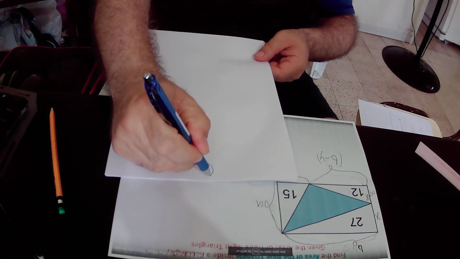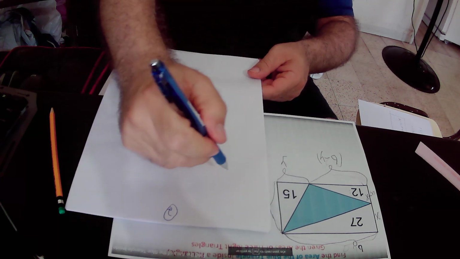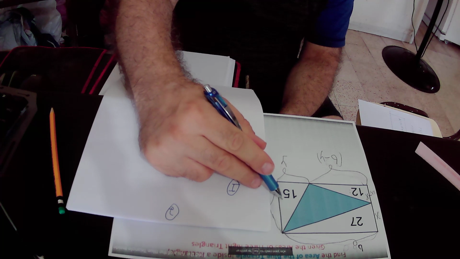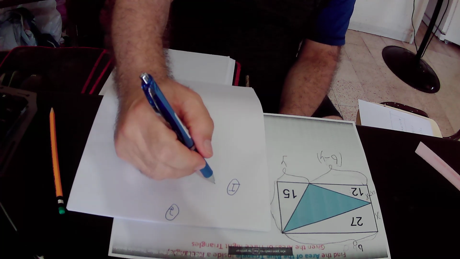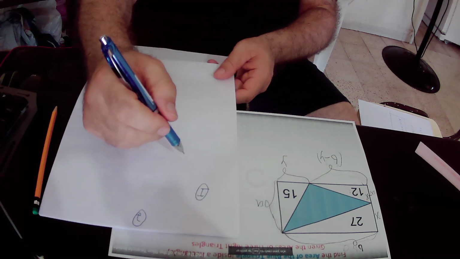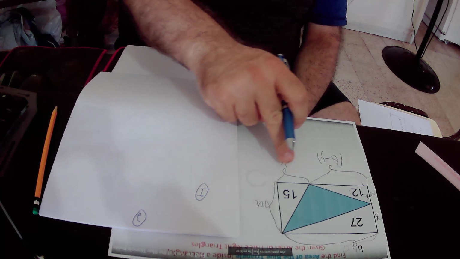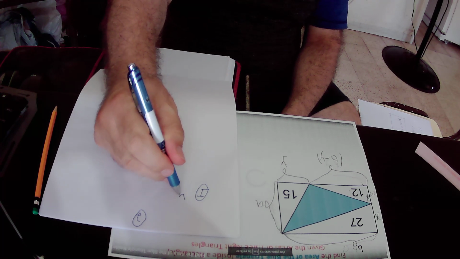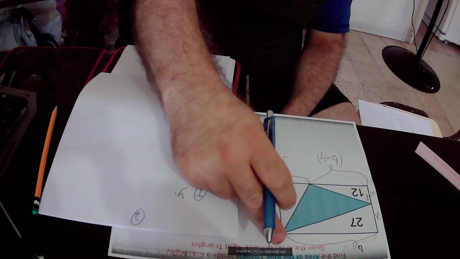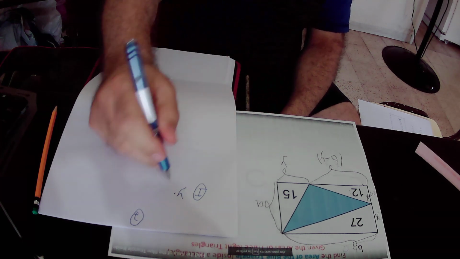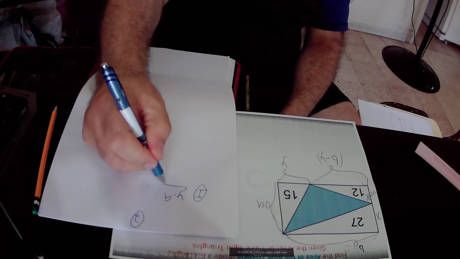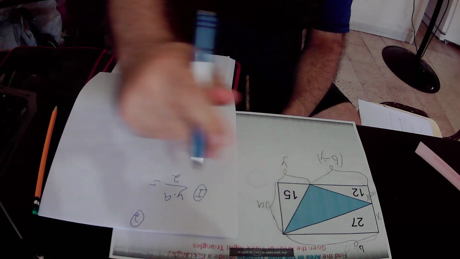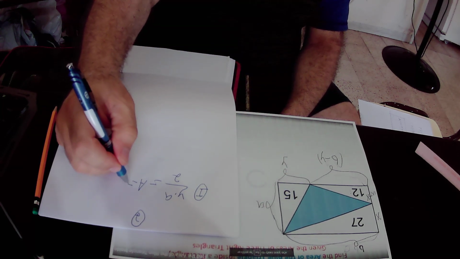Okay, so the first equation will be the area of this right triangle. The area of this right triangle will be its base, that is y, times its height, that is a, all divided by 2. That is the area of this triangle, but the area is given.